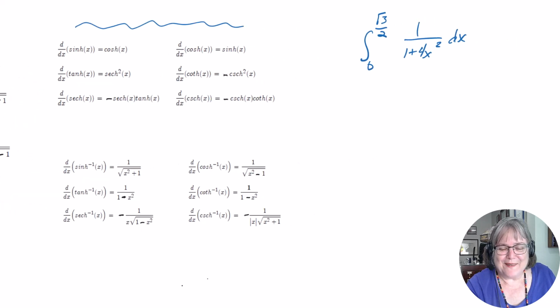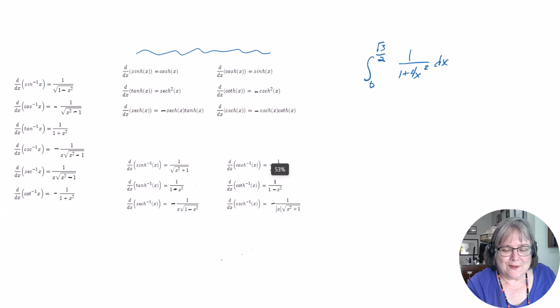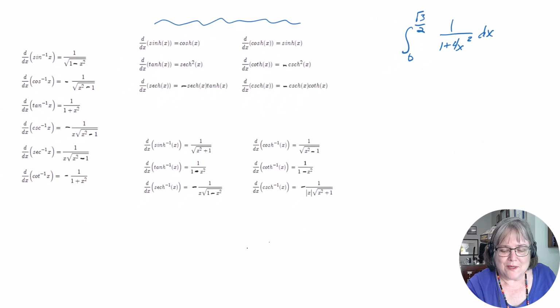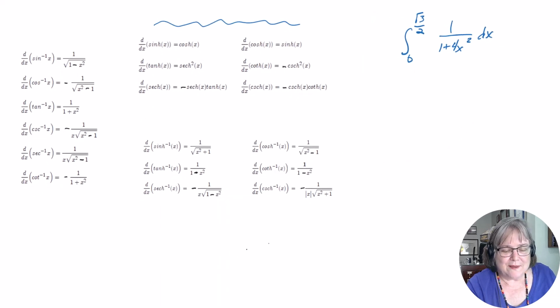All right. So here we go. I'm looking for something that does not have a square root and it's got 1 plus something squared. Okay, do you see anything that looks likely?